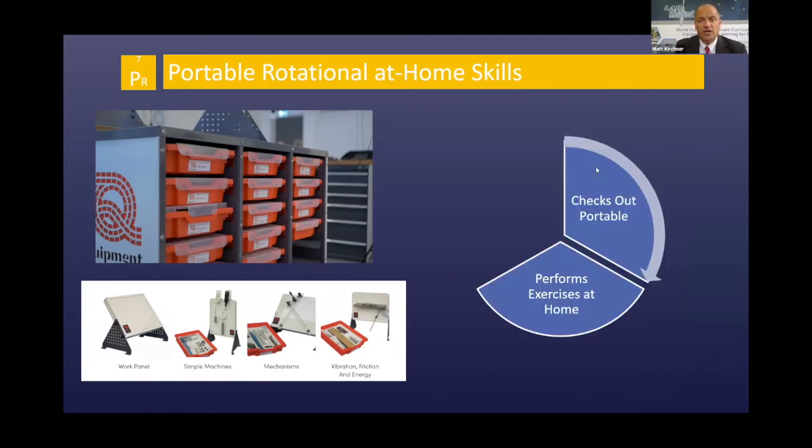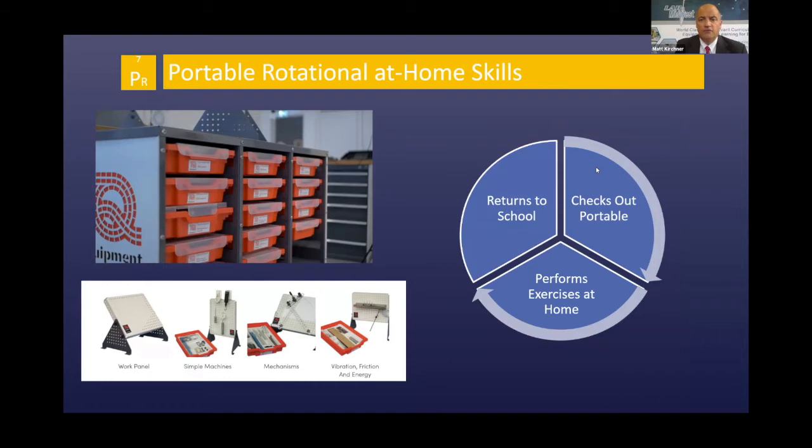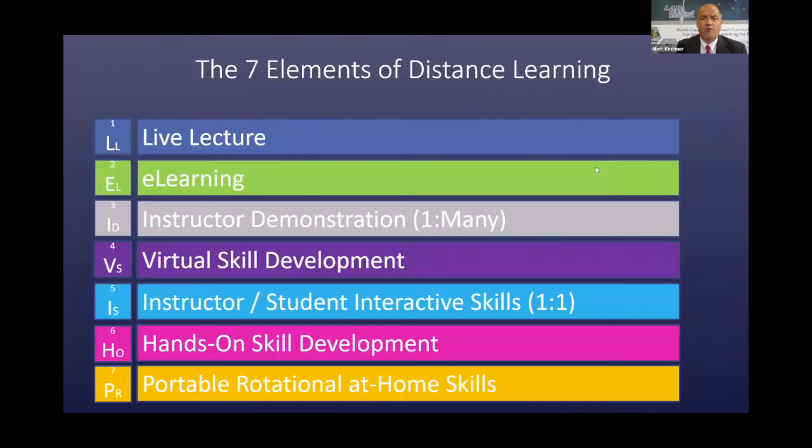The student checks out that portable trainer and then performs the exercises in the safety of their own home. When they have those exercises complete, they sanitize that equipment, or the school sanitizes it. And once that is complete, it goes to the next learner. So portable rotational at-home skills are an important part of effective distance learning as we get into the fall.